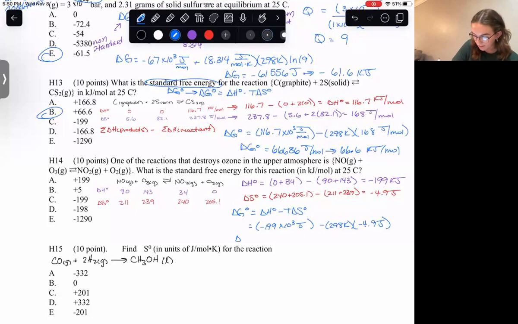So in this case, delta G naught is equal to negative 198 kilojoules after you change it back to kilojoules. So you see that we have a spontaneous reaction because 25 degrees Celsius is considered a low temperature here.